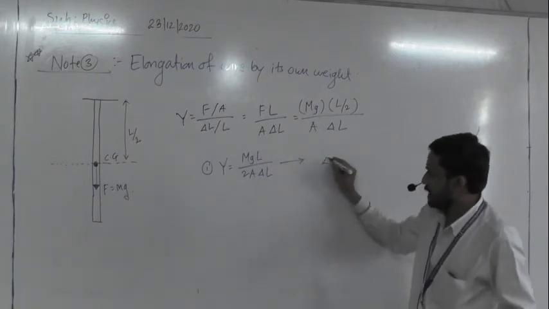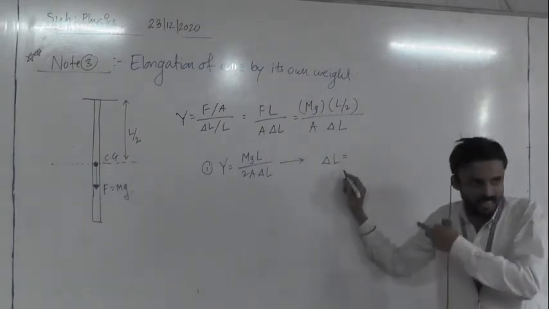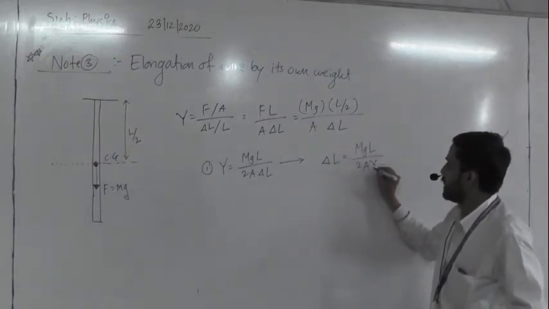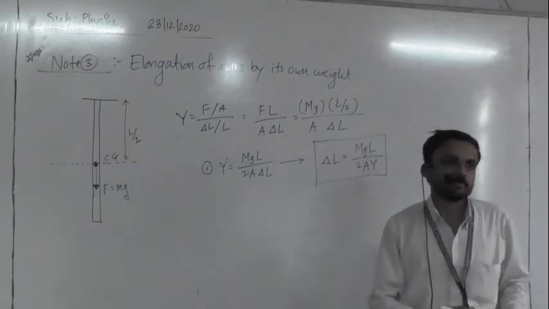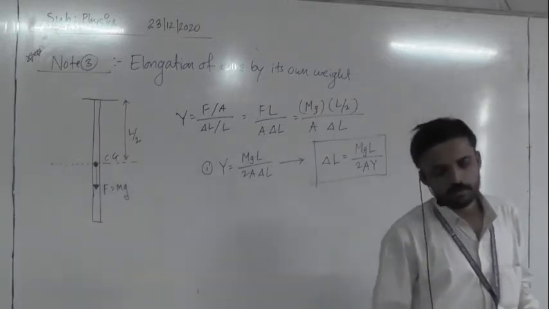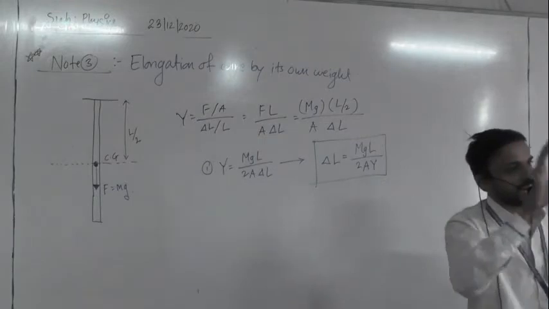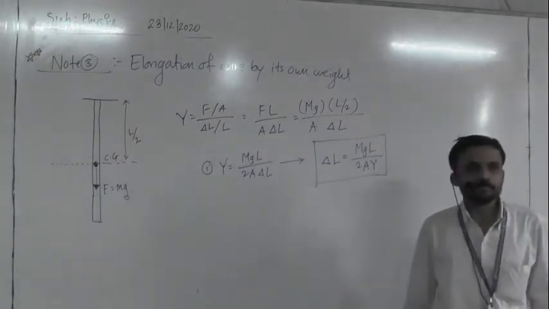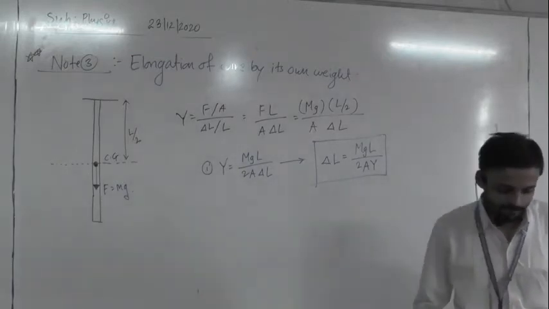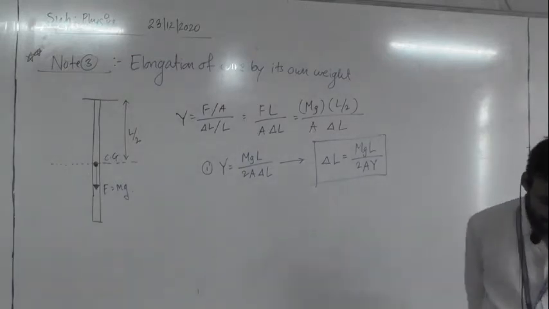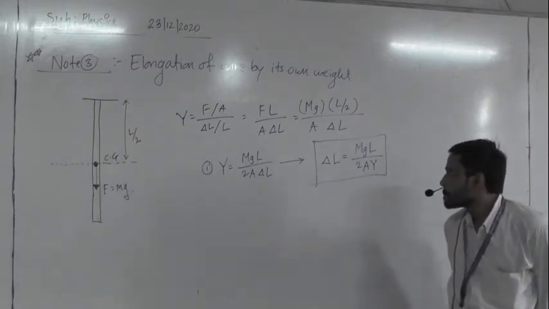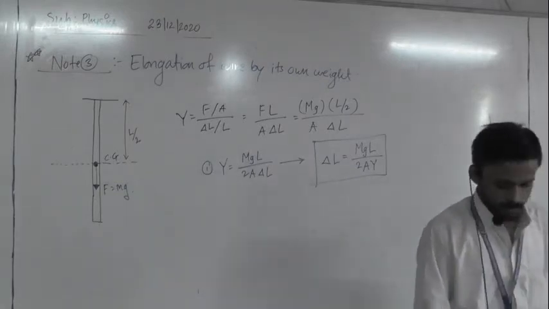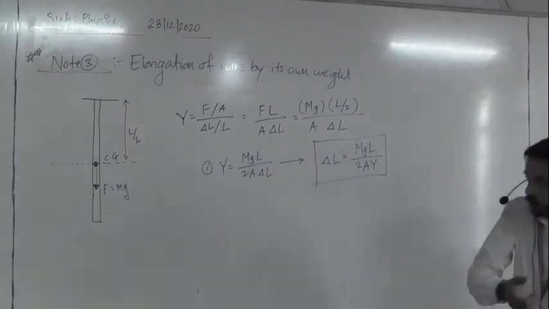So for me, I will calculate the elongation in the wire. What they are asking will be mgl upon 2AY. This is very important for me. It will also change according to the length and the material. Sometimes they try to confuse you; that also we will see.